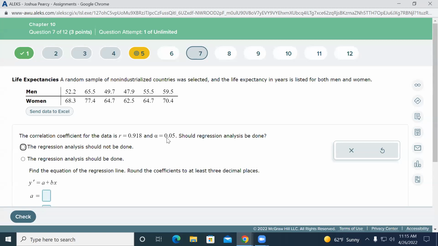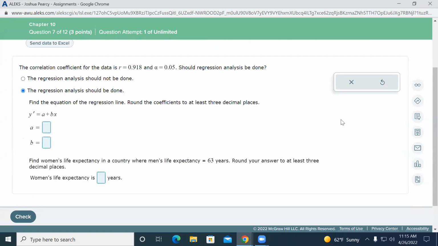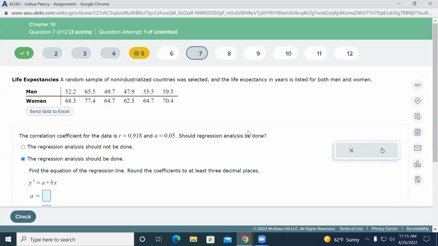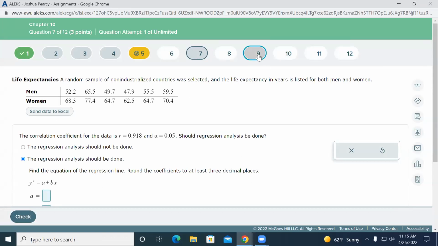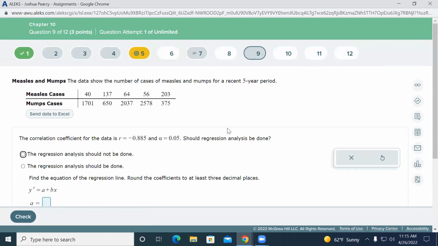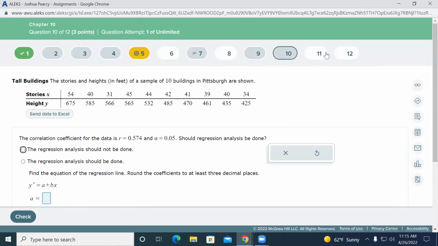So it's 0.811. So the absolute value of the sample correlation coefficient is greater than the critical value, so it should be done. And then you just plug in the calculator to find out A and B. You could also do it in Excel, but I don't know how to do that. Same thing on this one. Same on that one.